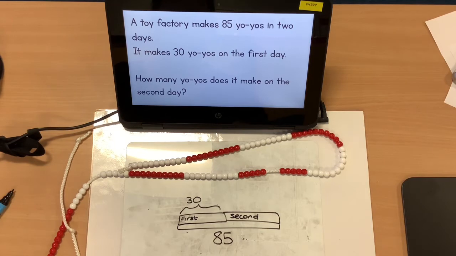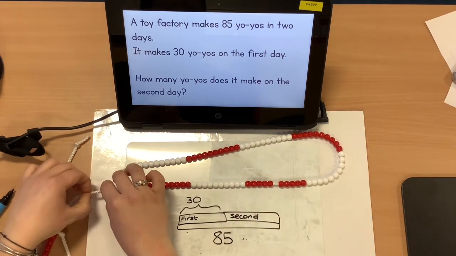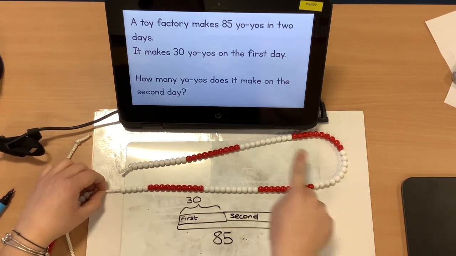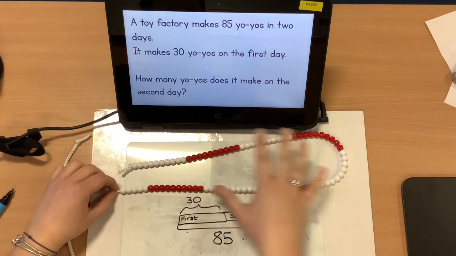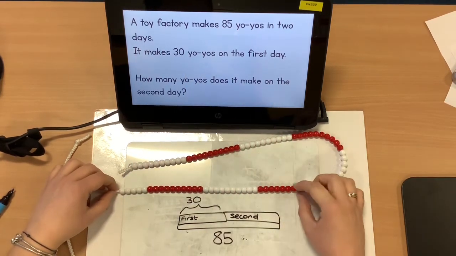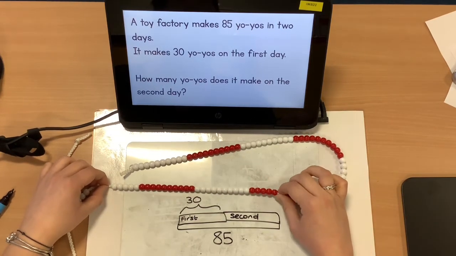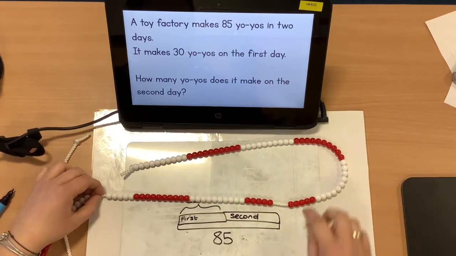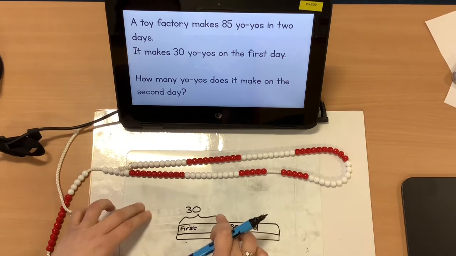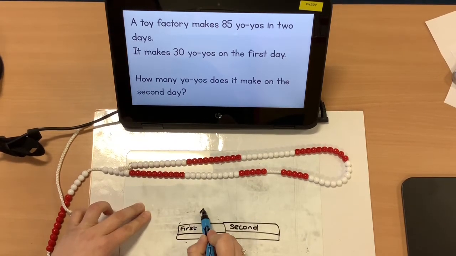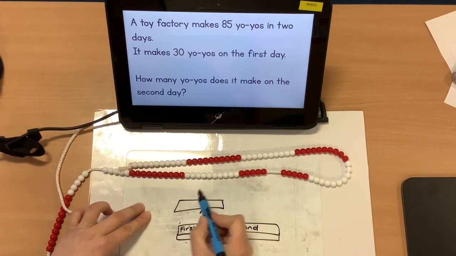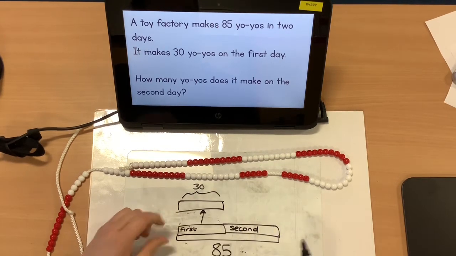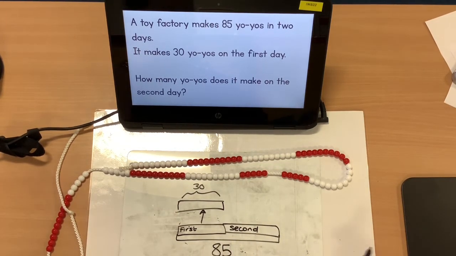Well, think back to my bead string. I had all 85 yo-yos, sorry, to represent 2 days. Out of my 2 days, I knew that 30 were made on the first day, so I moved 30 away. And that left me with how many were made on the second day. And I can show my 30 being moved away on my bar model by drawing an arrow to show it moving away. And if I take that 30 away, I am left with the amount of my second day.